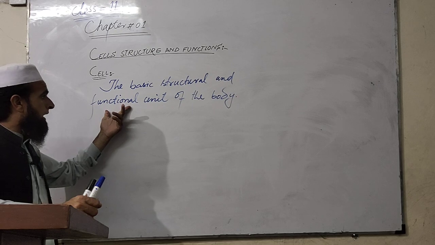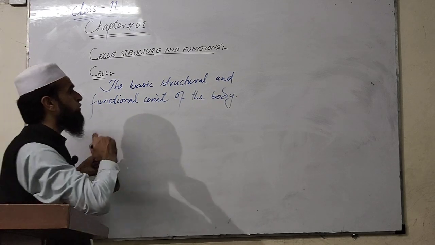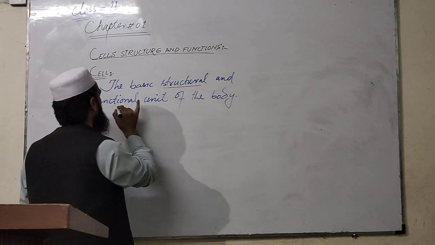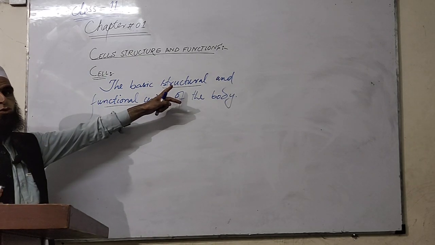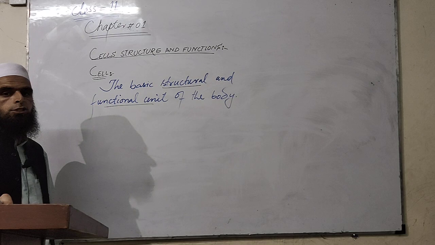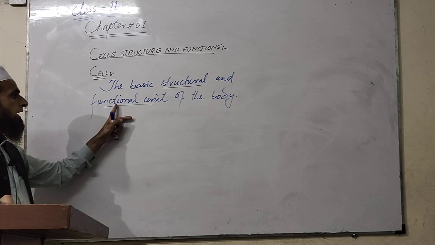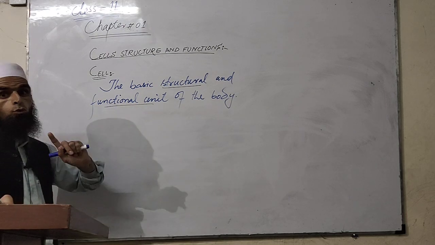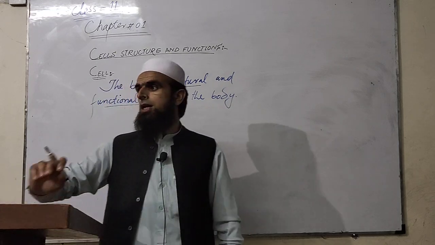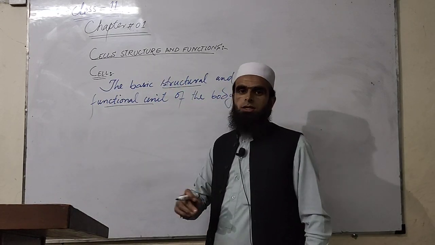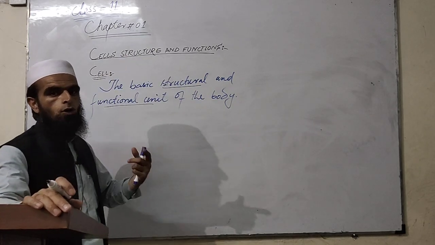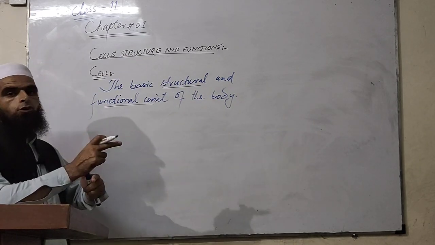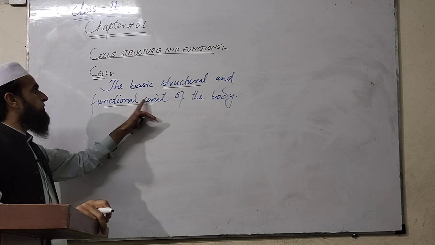And why is it called the functional unit? There are two main parts which have to be explained in this definition. One is structural, which I have told you: the whole structure of the body has been made of cells. It is also called the functional unit of the body. Why? Because the functions performed by different parts or organs of the body are basically performed by this unit, by this cell.